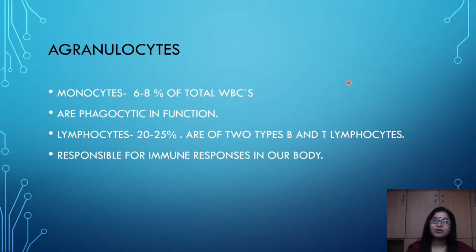Now let's talk about the agranulocytes. In that, we had already discussed there are two types of agranulocytes, the monocytes and the lymphocytes. Monocytes constitute about 6 to 8% of the total WBC count. They are also phagocytic in function, similar to the neutrophils. The lymphocytes are the next highest in number after the neutrophils, around 20 to 25%.